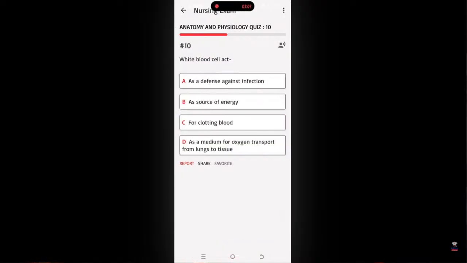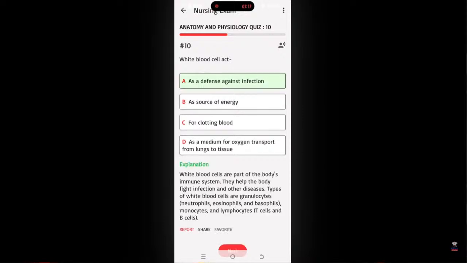White blood cells act: A. As a defense against infection. B. As source of energy. C. For clotting blood. D. As a medium for oxygen transport from lungs to tissue. Correct answer. White blood cells are part of the body's immune system. They help the body fight infection and other diseases. Types of white blood cells are granulocytes, neutrophils, eosinophils, basophils, monocytes, and lymphocytes, T cells and B cells.